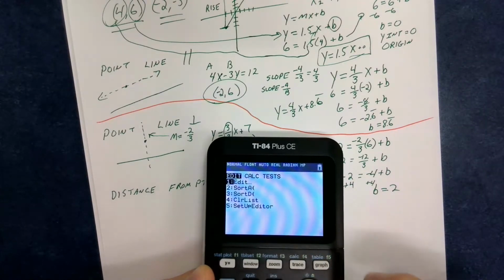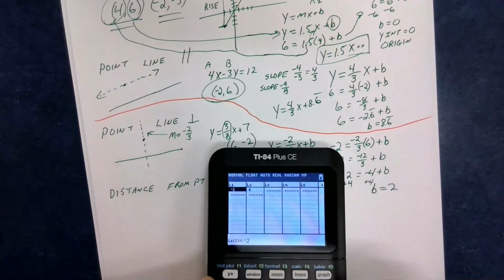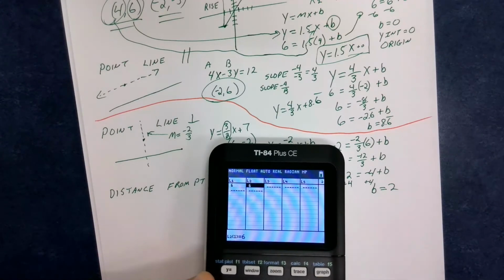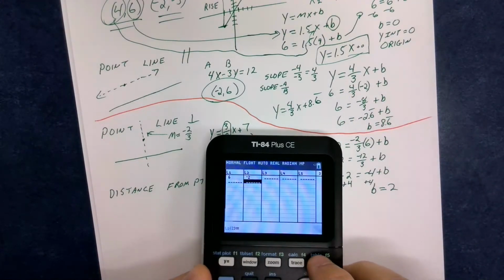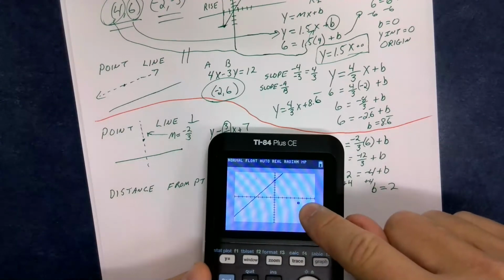I'm going to go back to my stats, and I'm going to plot a point on my screen. My point was 6, negative 2. So 6 and enter negative 2. Again, you don't have to do this, just trying to show you stuff. So if I hit graph, here's this line, and here's this random point way over here.